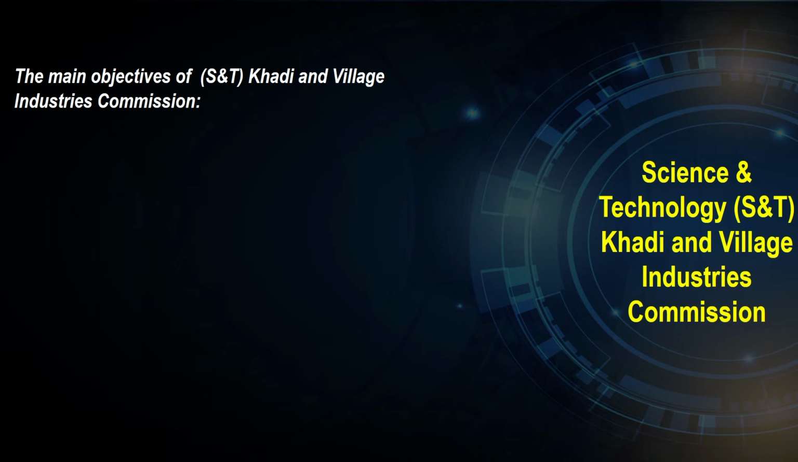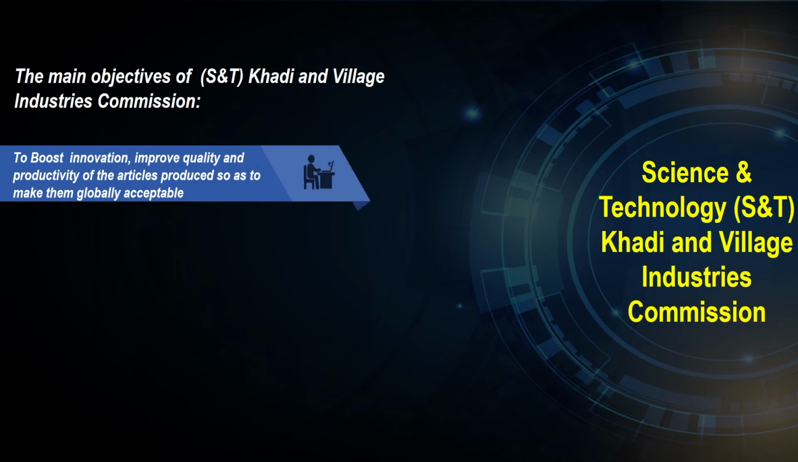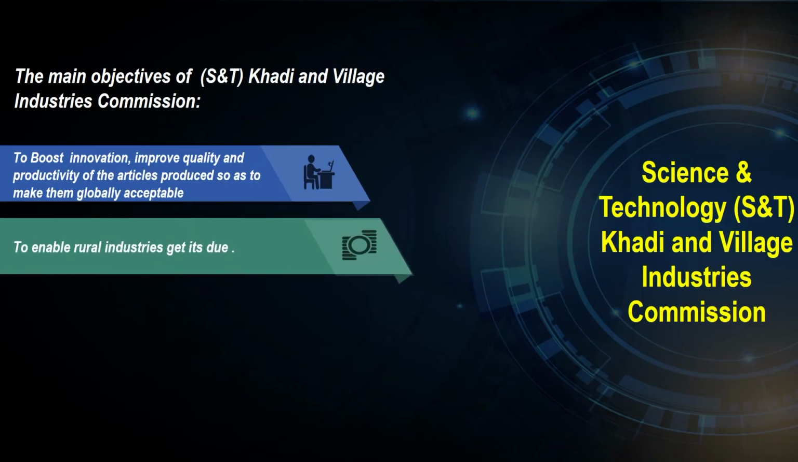Now, the main objective of this Science and Technology scheme of the Khadi and Village Industries Commission is to boost innovation, improve quality and productivity of the articles which are produced so as to make them globally acceptable. They have the knowledge, they have the traditional things, but the only thing missing is the intervention of science and technology. So, through this scheme, this challenge has been solved. This scheme enables the rural industries to get their own due.